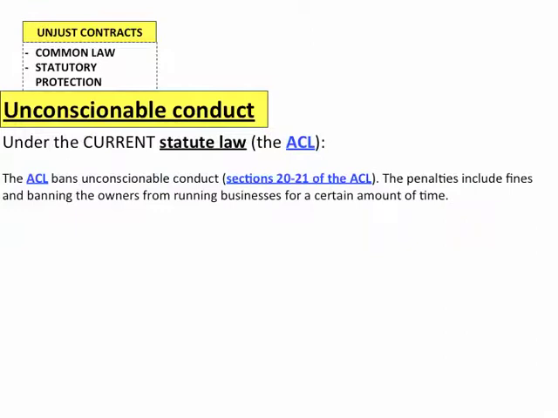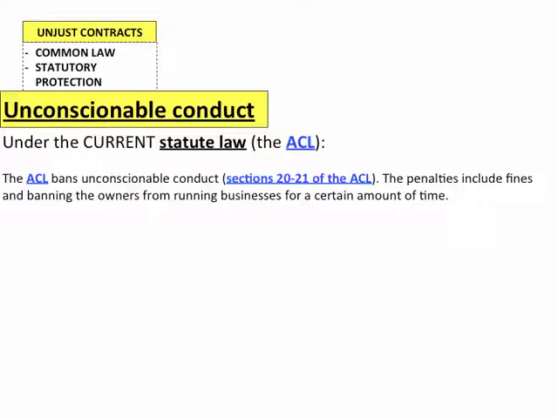Now, the current statute law, the ACL, bans unconscionable conduct in sections 20 and 21. Now, the penalties could be fines, so infringement notices issued straight by the ACCC that the people or the businesses pay. It could also be banning the owners from running a business for a certain amount of time. Like, you have been found guilty under this of unconscionable conduct. You are not to be the director of a business for the next 3 years, right? Which you would think would be pretty powerful, but it's not, because you just get someone else to run the business and you just provide the money and all that.